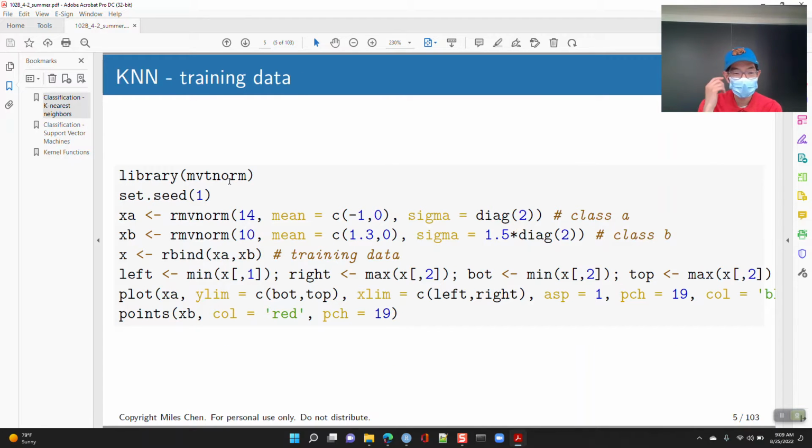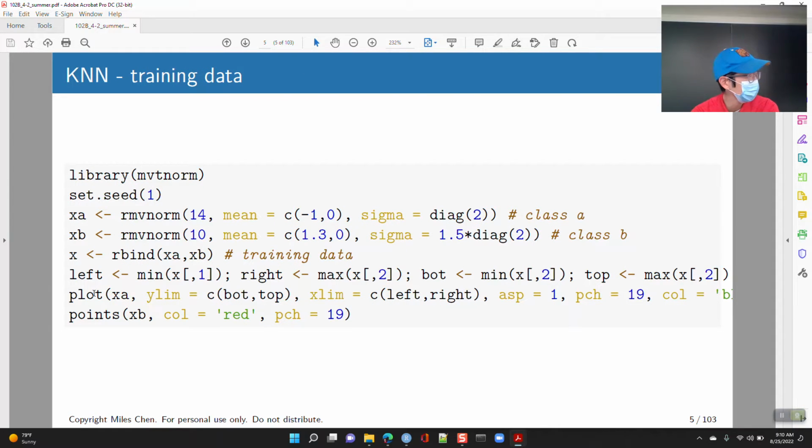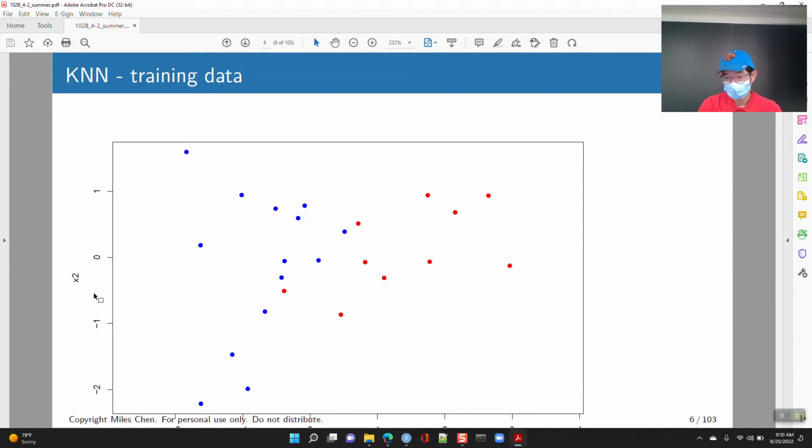All right, so let's take a look. For my training data, I just have some data generated by the random multivariate norm, and this is what our data looks like. So I've got some red points and I've got some blue points. And the question is, if we have a new test case, is it going to be the red class or the blue class? Okay, and so looking at this, this is kind of what it looks like.